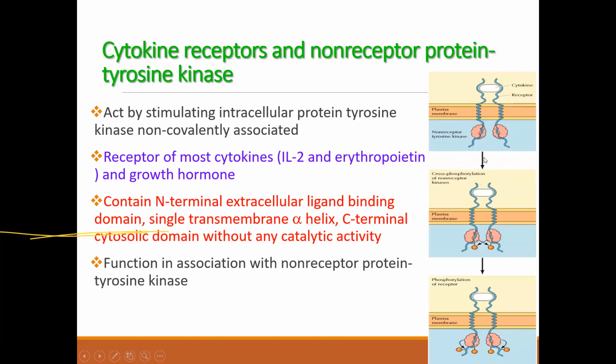For example, this is the picture of the type 3 cell surface receptor. It is also a one-pass transmembrane receptor. However, the cytosolic domain of the receptor is not the enzyme itself, but the enzyme is a separate protein that is linked or joined to the cytosolic domain of the receptor. The example of this receptor is the receptor of most cytokines.